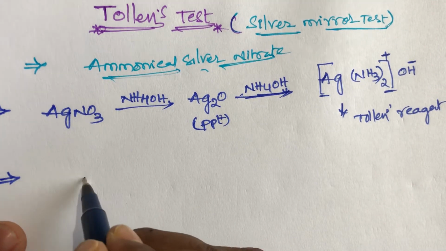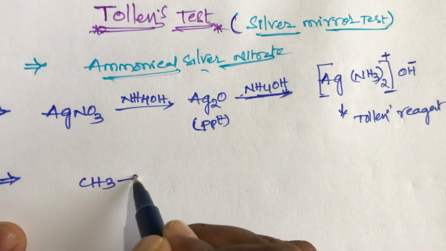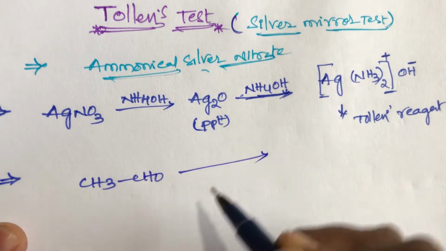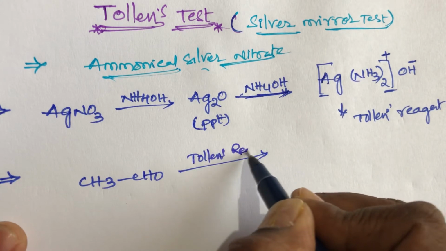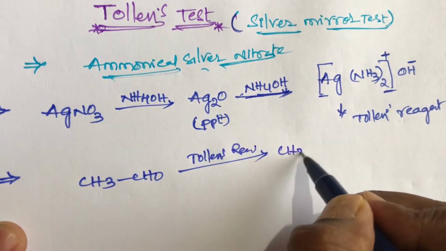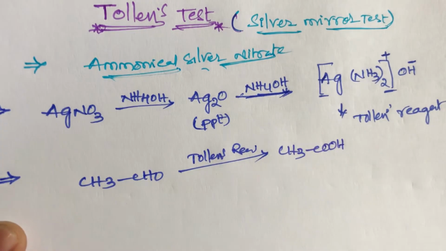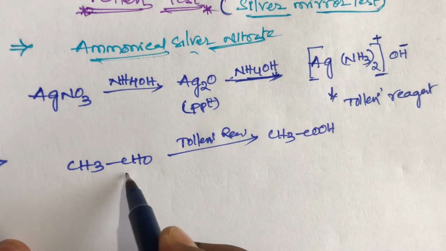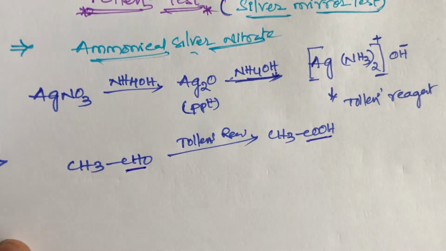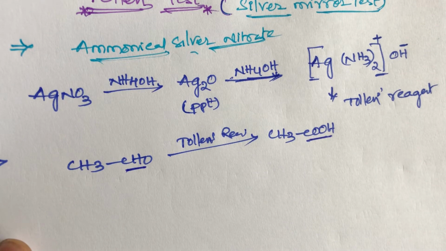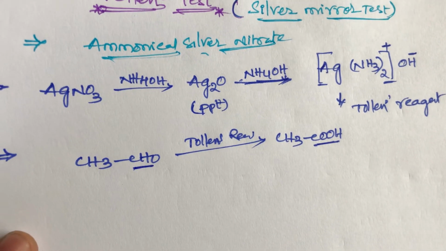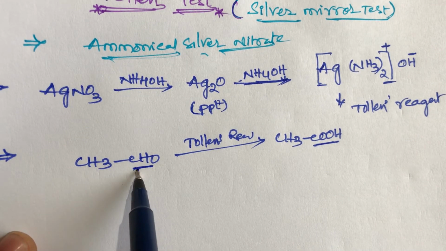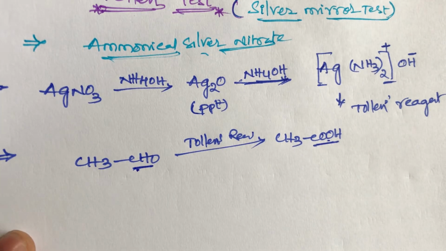For example, take the aliphatic aldehyde, that is CH3CHO. In the presence of Tollens reagent, it gives acid, CH3COOH. Remember, student, this aldehyde group is converted into acid in the presence of Tollens reagent. Tollens reagent acts as a mild oxidizer. This aldehyde group is converted into acid in the presence of Tollens reagent.